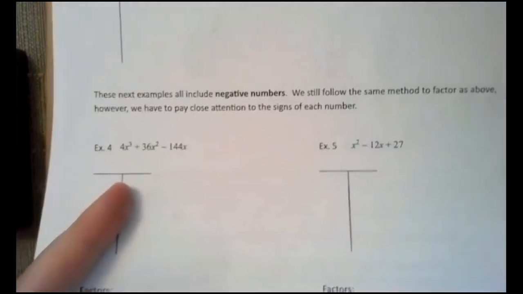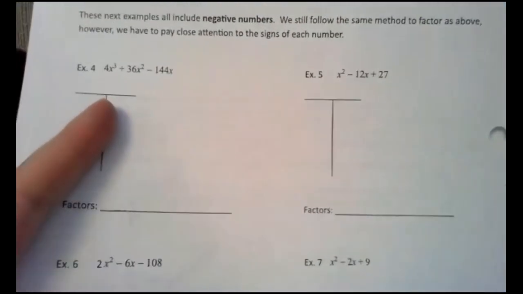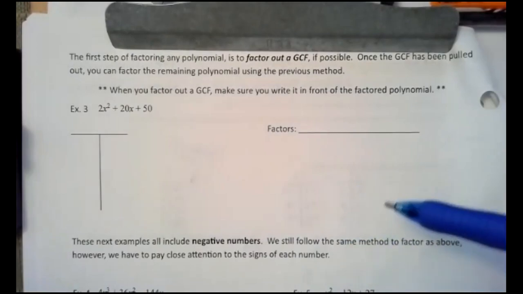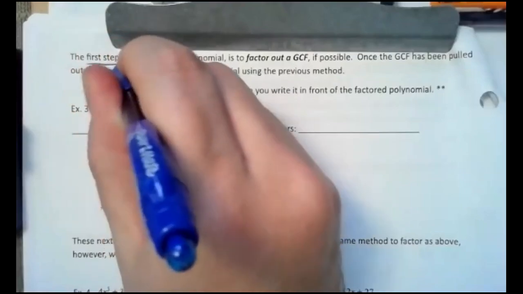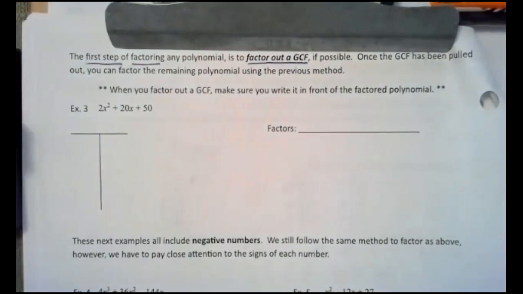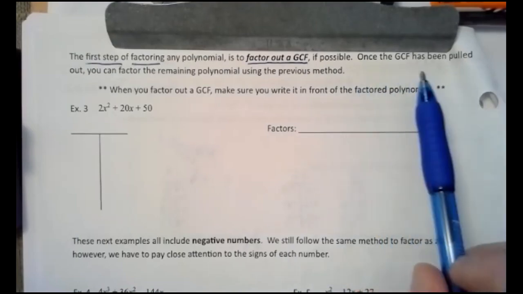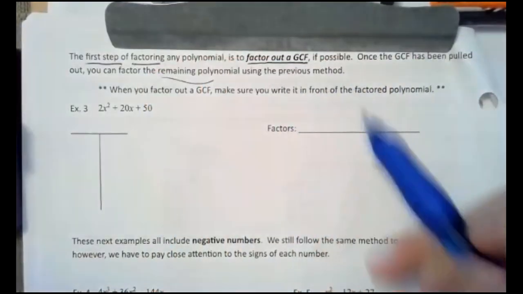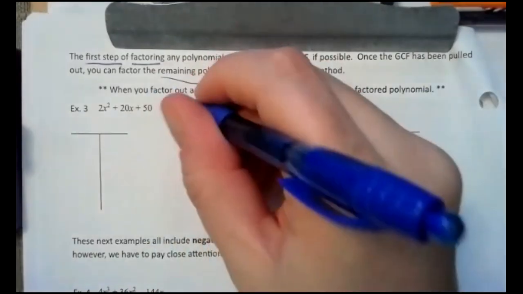Let's turn to our second page. You might scroll down on your computer. All right, the top of the second page is actually the beginning of our process. Before we do what we did on the front page, I have to tell you that always the first step of factoring is to look for a GCF and factor it out. Not every time will we find a greatest common factor, but when we do, we'll factor it out. Once the GCF has been pulled outside, then you can refactor the remaining polynomial using the previous method. So the first thing we're going to do is look for a GCF.